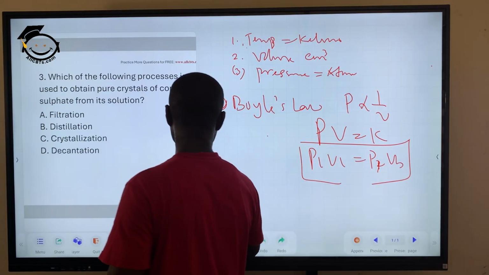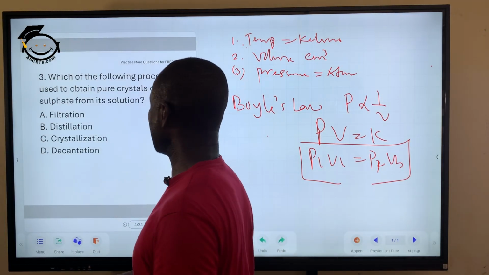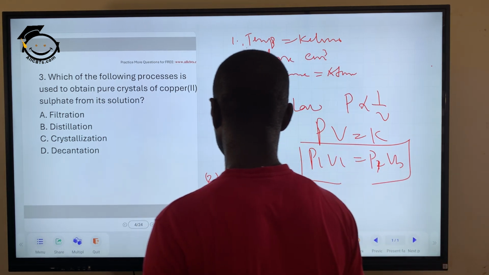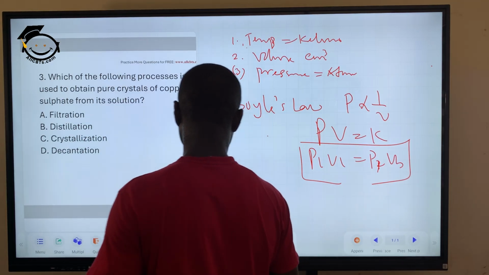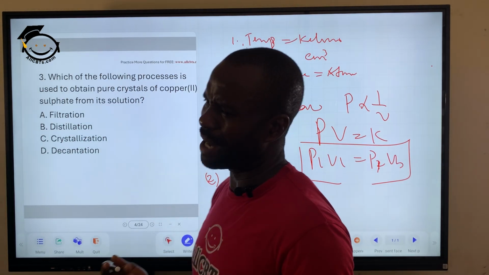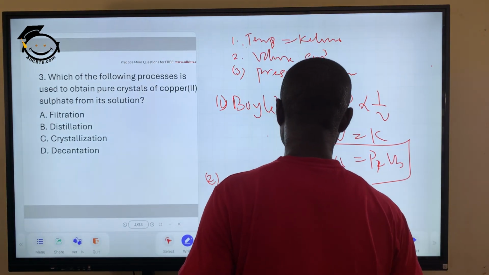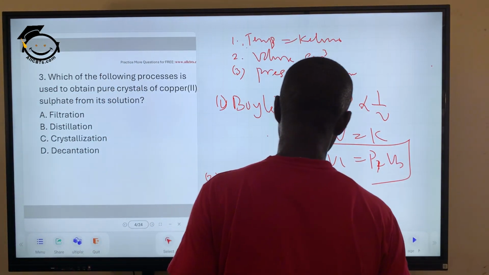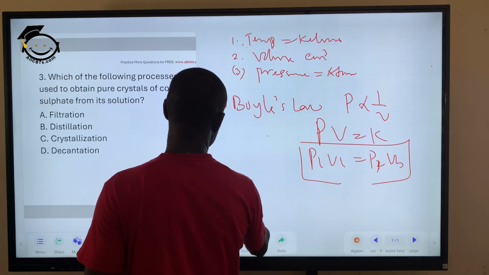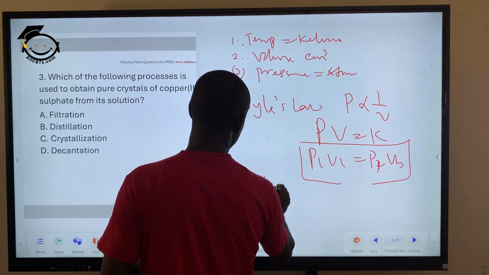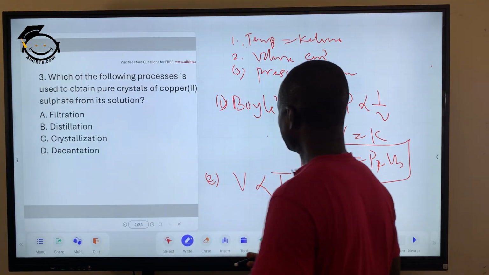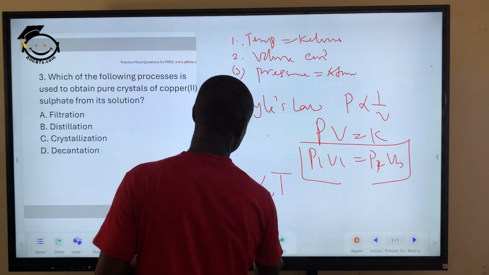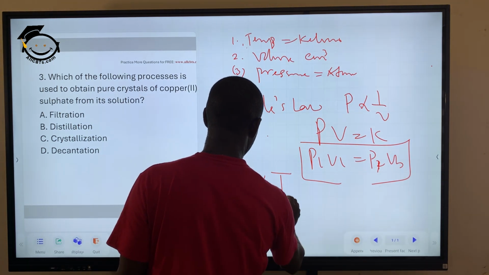We have another one called Charles' law. Charles defines a relationship between temperature and volume. He says that the volume of a given mass of gas is directly proportional to its temperature, meaning as the temperature increases, the volume increases. So we define that as volume of a given mass of gas directly proportional to its temperature, provided the pressure remains constant. So removing this sign of proportionality, we have V equals kT.